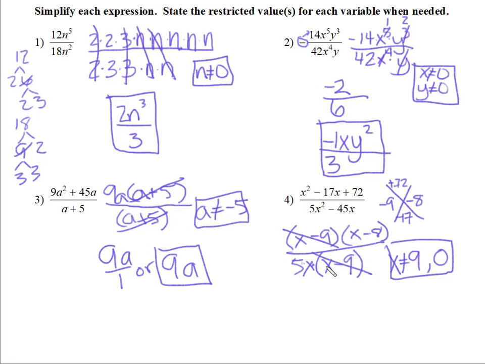Simplifying here, we have an x minus 9 between the top and bottom, and I get x minus 8 over 5x. Be careful not to try to reduce further. These x's do not cancel because we have addition or subtraction present. I can't go any further.